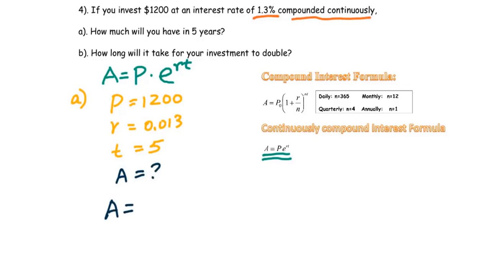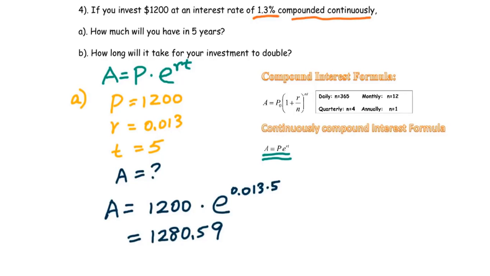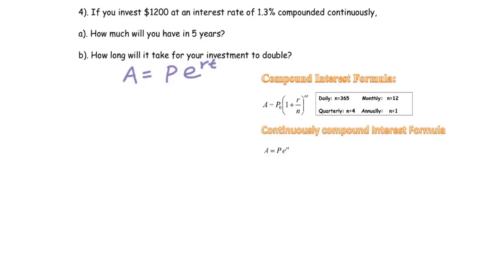So we plug in this formula, you got 1200 times e to the 0.013 times 5. We put into calculator, you will get 1,280.59 in 5 years. Now let's go to B.